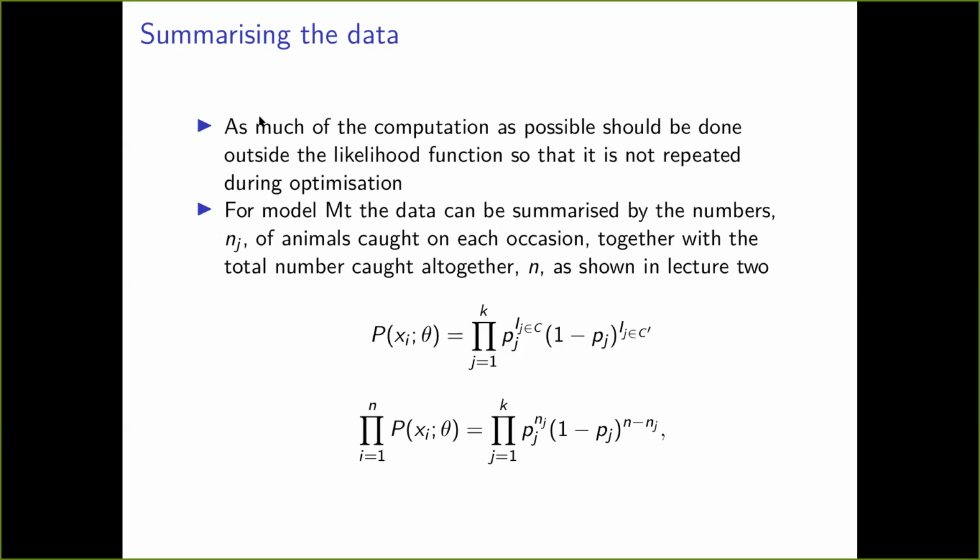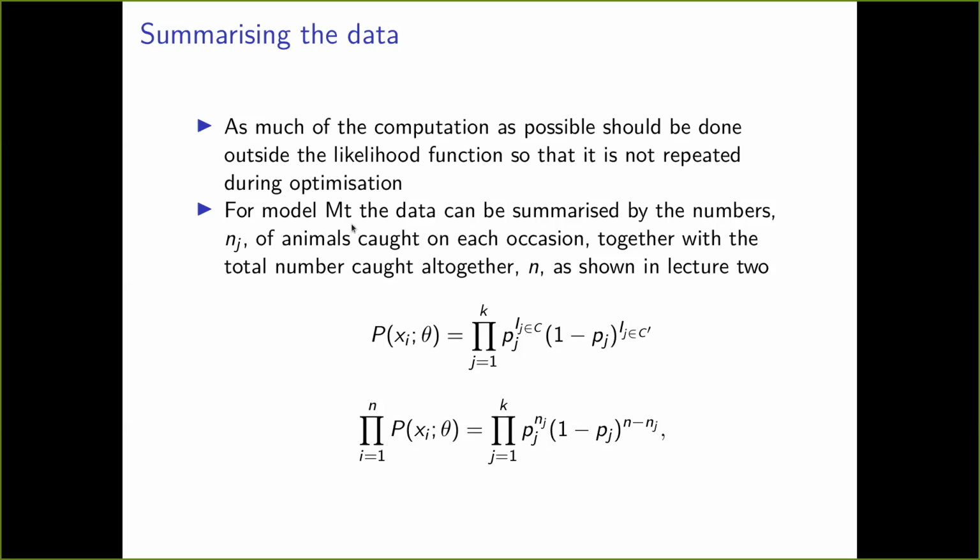So when you're writing your code, you should try to do as much of the computation as possible outside of the likelihood function, because the optimizer is going to be calling the likelihood function over and over. So you don't want it to be repeating computation, which it doesn't need to.